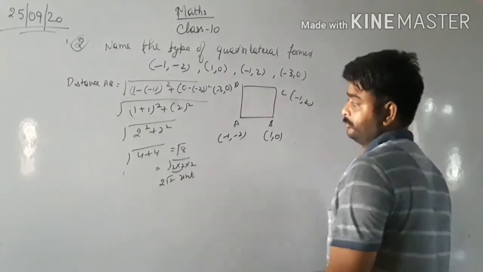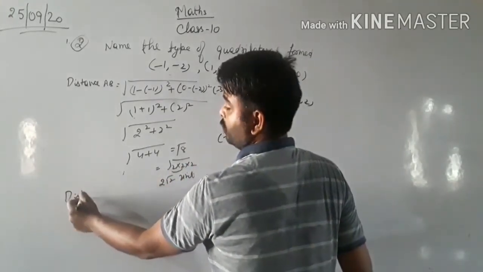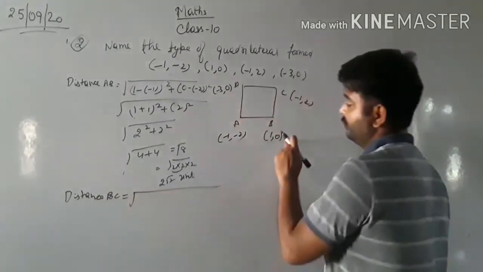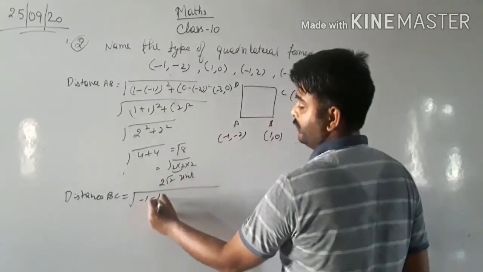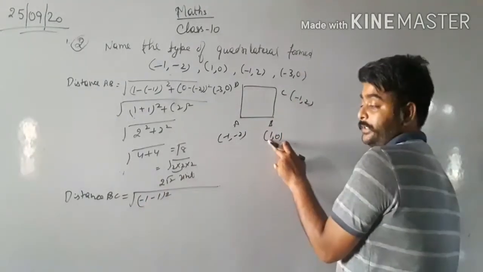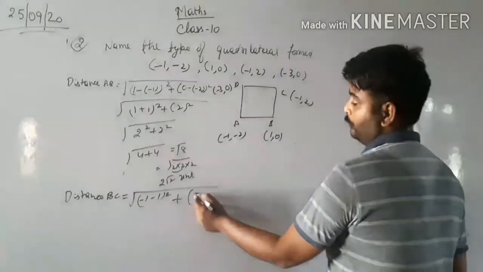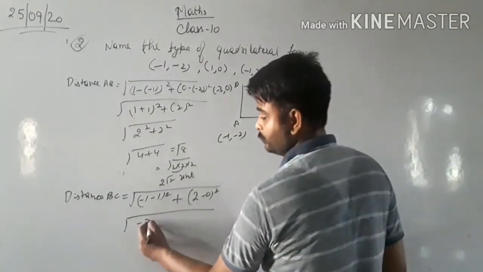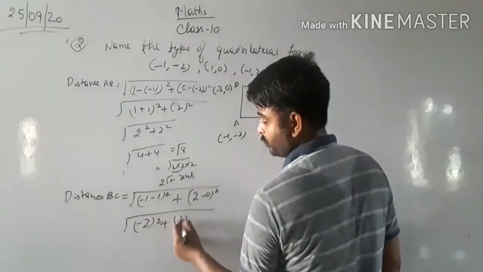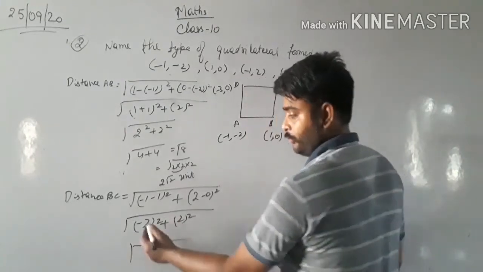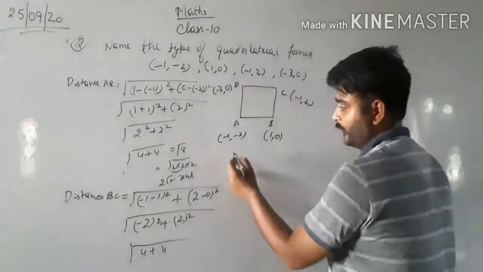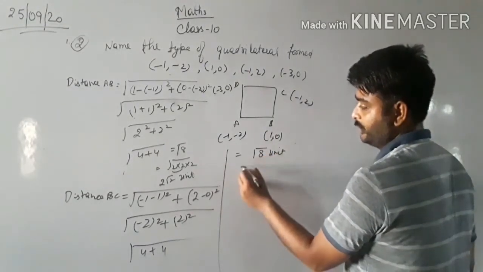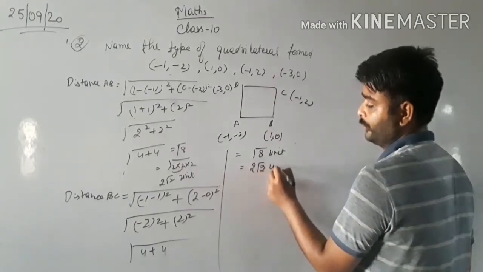Okay class, similarly for BC. Distance BC is equal to root of -1 minus 1 whole square plus 2 minus 0 whole square, that is -2 whole square plus 2 whole square. This is 4 plus 4, which can be written as root of 8 unit. So it is again 2 root 2 unit.